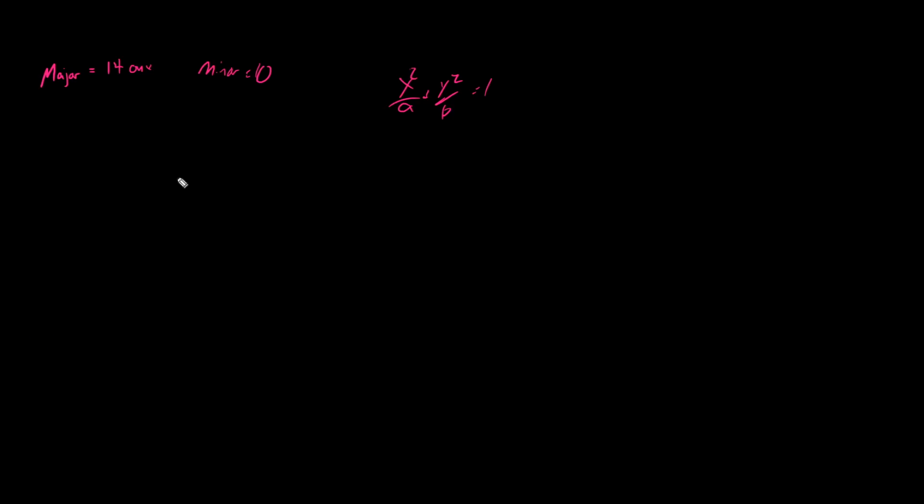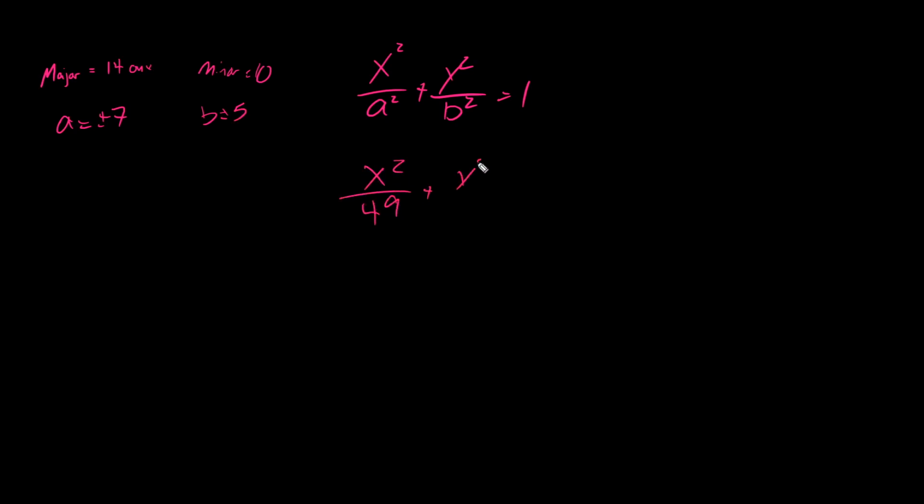All right. So we know this is the setup, but I'm going to write this back. We know it's going to be x squared over a squared plus y squared over b squared equals 1. Major axis 7, which means a is half of that, plus or minus 7. B is half of this, plus or minus 5. And really, we just square both of these. We get x squared over 49 plus y squared over 25 equals 1, and we are done.